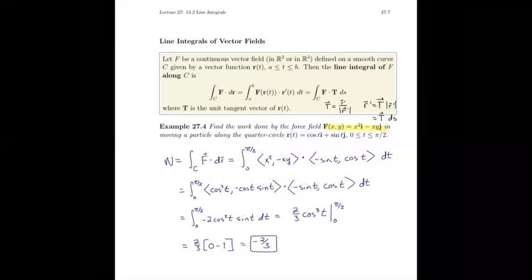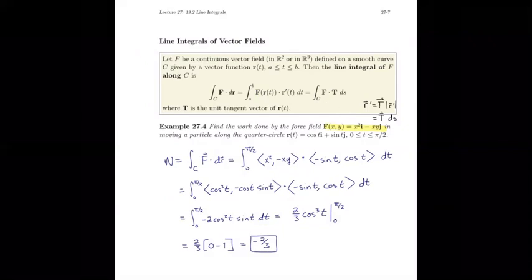ds, r prime of t dt is the unit tangent vector times the magnitude of r prime times the unit tangent vector ds. But more or less we see where this is coming from, or at least have a little bit of a link to it. So to use the formula, it's pretty straightforward.